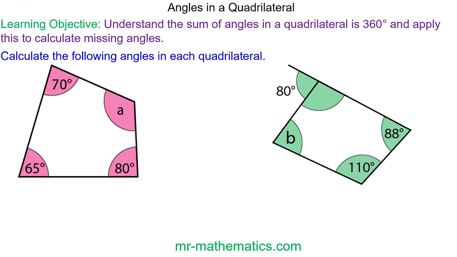And welcome to our lesson on angles in a quadrilateral. So to begin with, we're going to understand why the angles in a quadrilateral add up to 360 degrees.